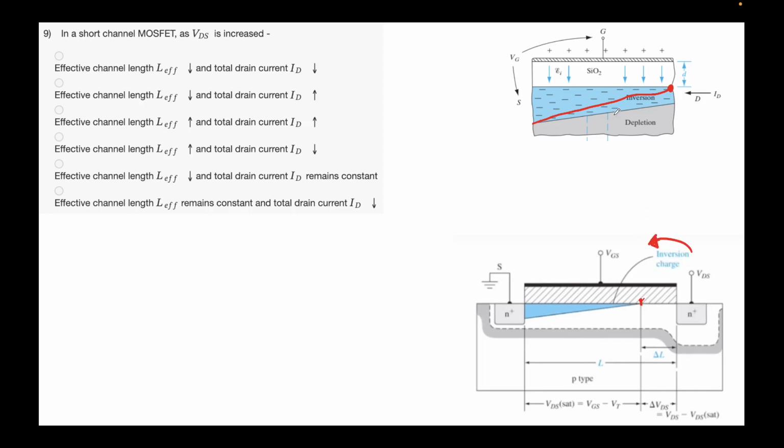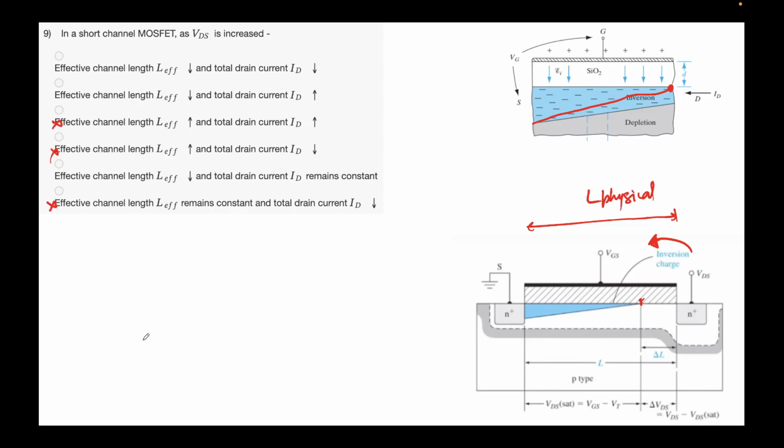Here, at least, the pinch off is covering the complete channel. Here the channel length is not even there. This is the physical channel, L physical. However, L effective is only this much. This is the delta L, that is how it's denoted. The question says, in a short channel MOSFET, as VDS is increased, the effective channel length keeps shifting to the left. You keep increasing VDS, it keeps shifting to the left. So L effective decreases. So this is not correct, this is not correct, this is not correct.